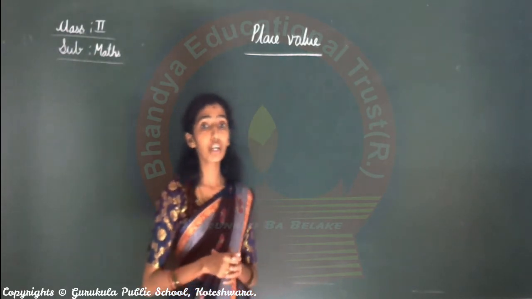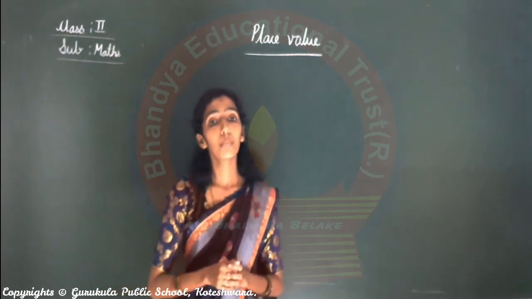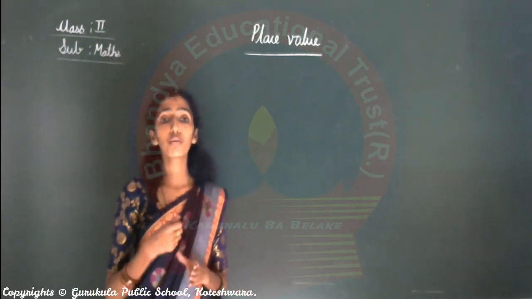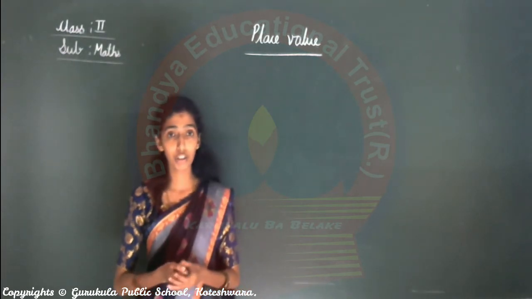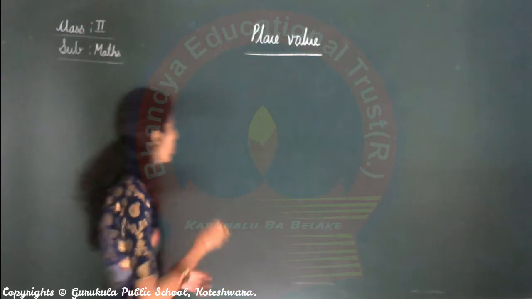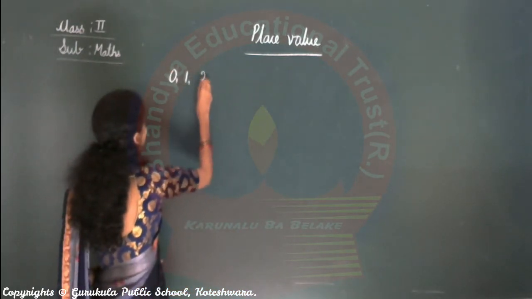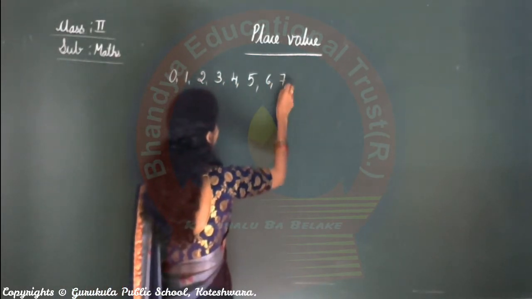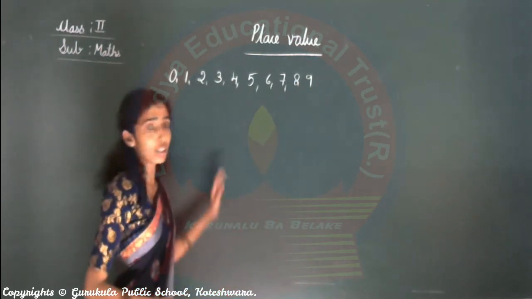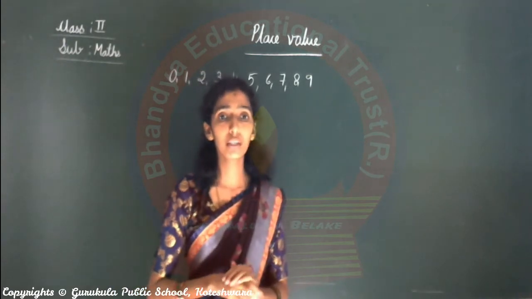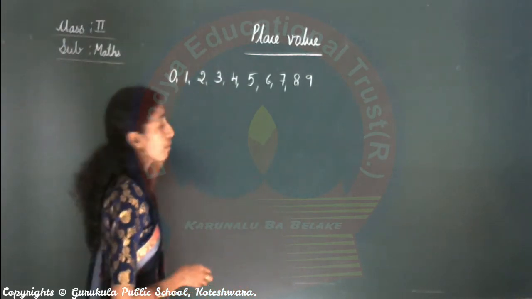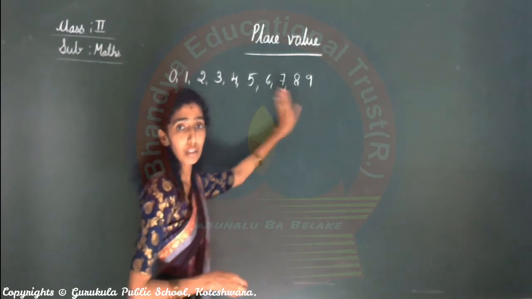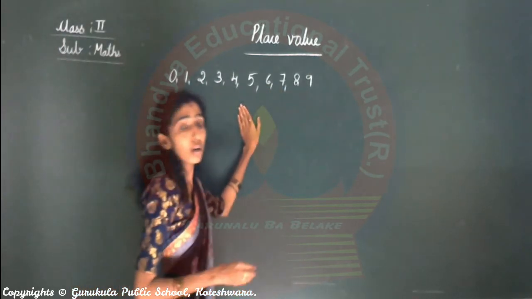What is a digit? We use digits to form many different numbers. Do you know, children, what the digits are? They are 0, 1, 2, 3, 4, 5, 6, 7, 8, 9. We can use these digits to form different numbers. This we already discussed.